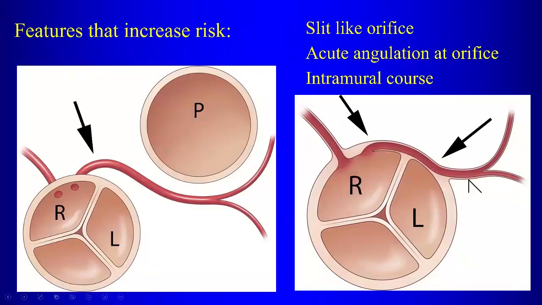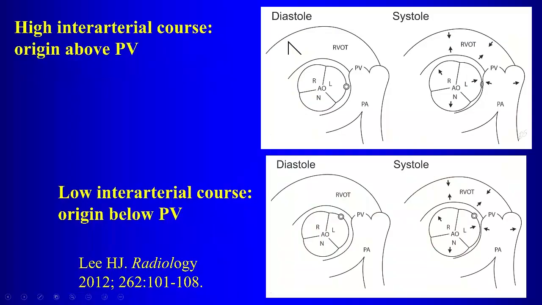And another important thing about the course is if it hugs the wall and it has a slit-like orifice like this, and this also you can identify on CT. So if it takes this acute angulation and it hugs the wall, then this is also intramural. It's actually traveling in the wall of the aorta. And that can further aggravate the obstruction here at the origin, the slit-like orifice, the angulation, and that intramural course as it wraps around the aorta can aggravate the obstruction of this type of anomalous coronary artery.